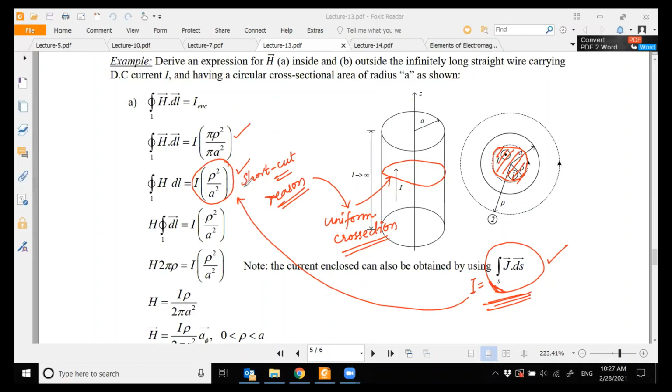So which ratios? If the whole current is enclosed in this cross-sectional area, then in a small cross-sectional area, or a fraction of the cross-sectional area, how much will be the current enclosed? This idea can be used when your wire is of uniform cross-section. Otherwise, no. Otherwise, you have to apply this generalized expression and find the current.